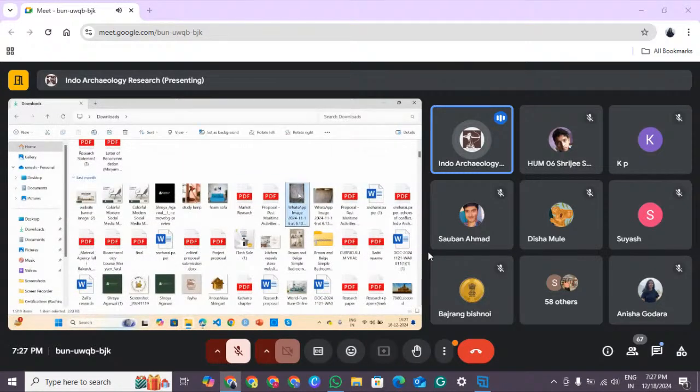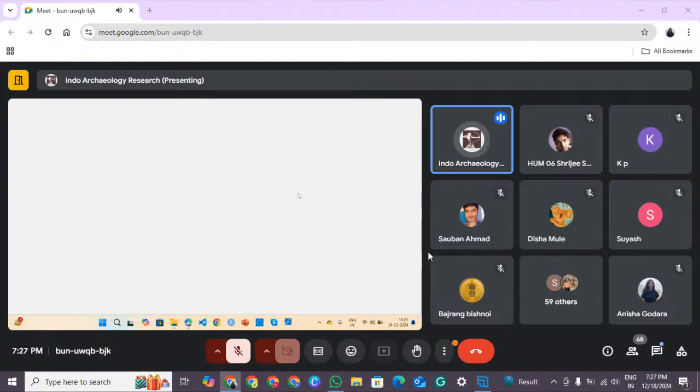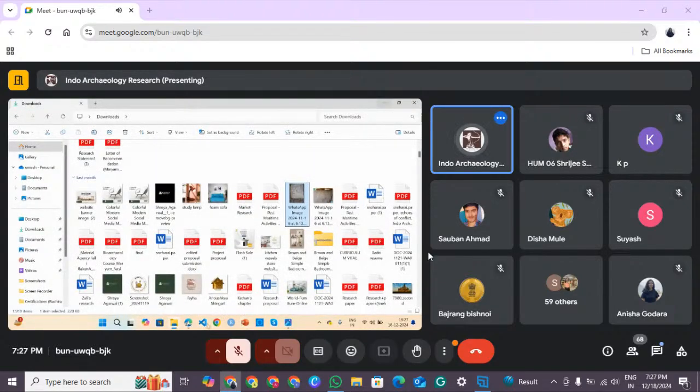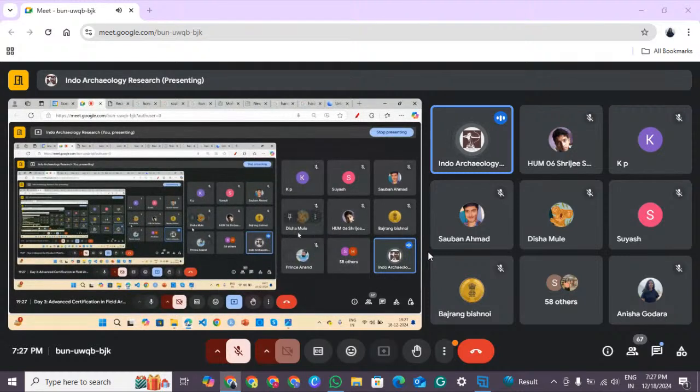Suppose this is the structures or the sculptures that we have found. Or suppose there is also an inscription. So in that particular case, suppose you have a plan. Suppose this is Disha in the class, and suppose Disha is a research scholar. So in that case, what will Disha have? A plan.